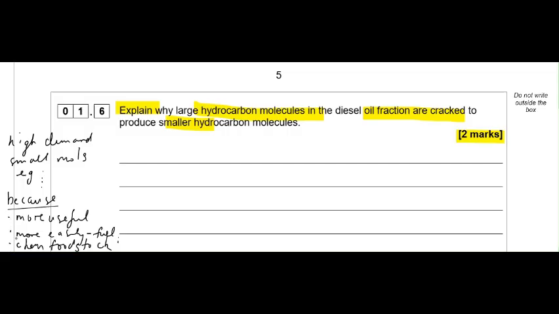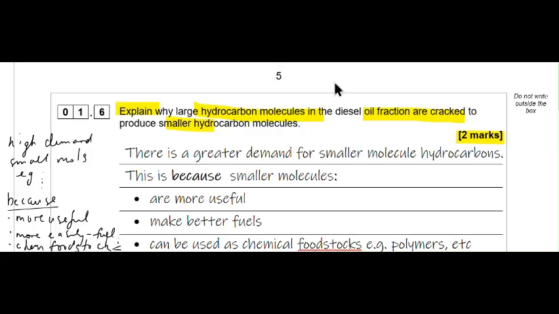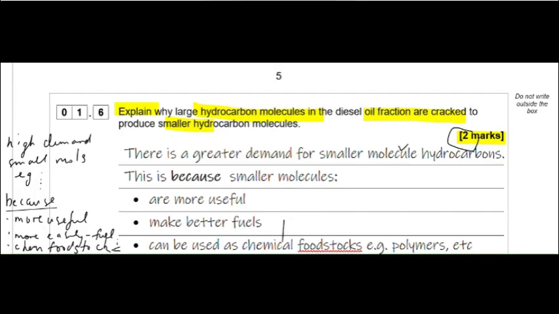They also flow more easily. Things like gases and petrols, they flow easily. And they are required for chemical food stock, for making other chemicals like polymers, etc. So, in order to claim 2 marks for this question, you must say there is a greater demand for small molecule hydrocarbons. That's the first mark. Second mark, this is because smaller molecules, and you can have any one of these, are more useful, make better fuels, can be used as chemical food stocks to make polymers, etc.